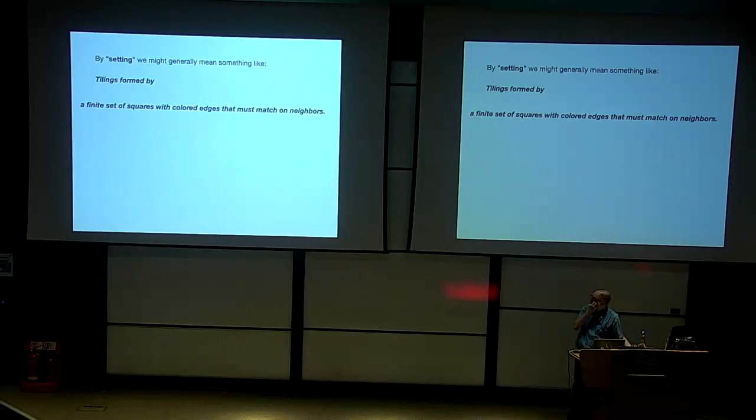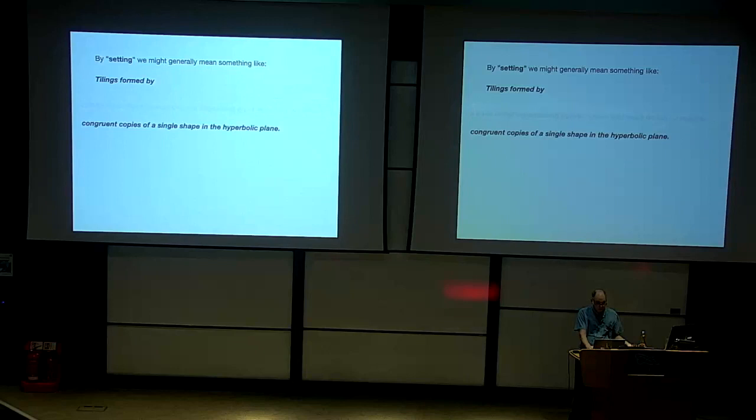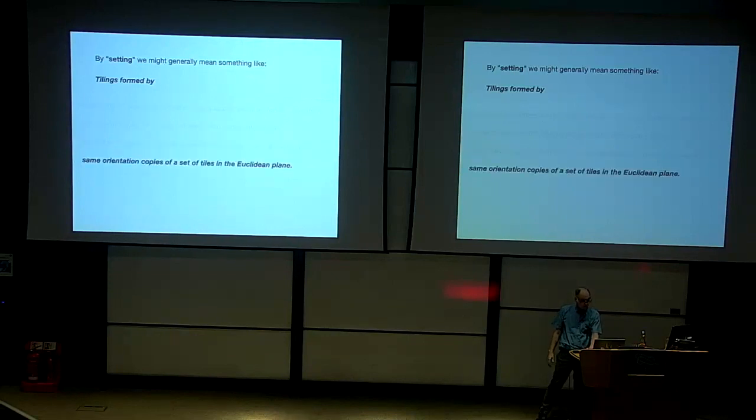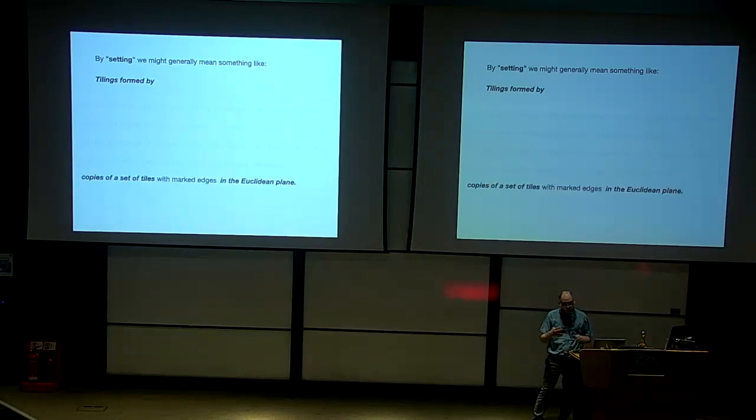So this, of course, is the original, the Big Bang definition for our subject: a finite set of squares with colored edges that must match on neighbors, formed with translations only. Those would be the Wang tiles. Or congruent copies of a single shape in the hyperbolic plane. It doesn't have to be the Euclidean plane; you have to specify your geometry. We might mean just translated copies of a single unmarked shape in the Euclidean plane, or, this is a little badly worded, here we might mean a chiral tiling. We have a set of tiles where by orientation I mean left or right orientation. Or we might mean, but this gets out of hand very quickly.